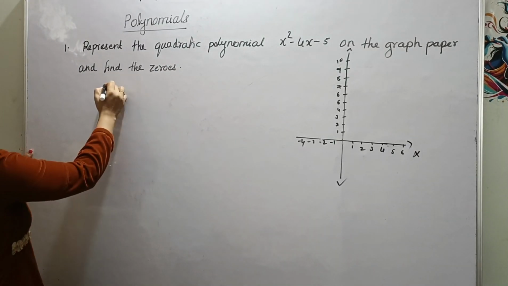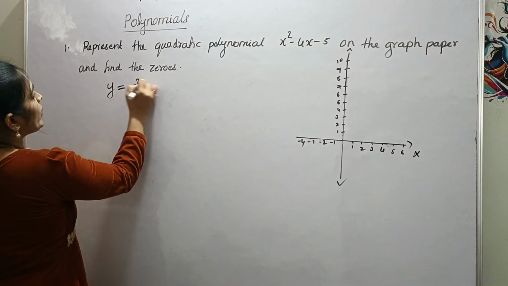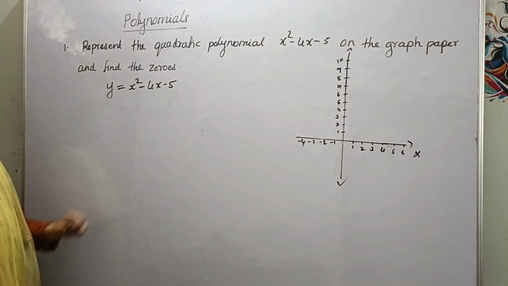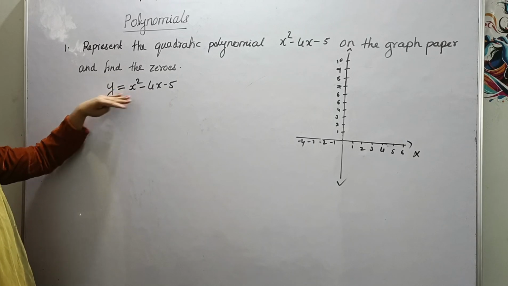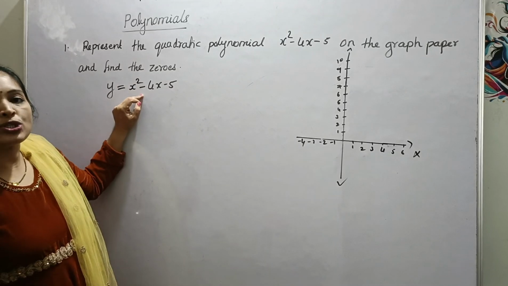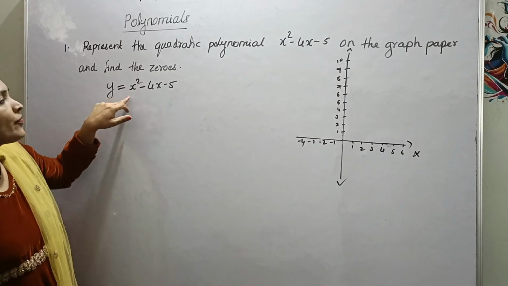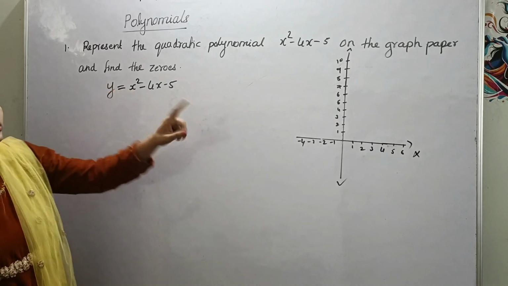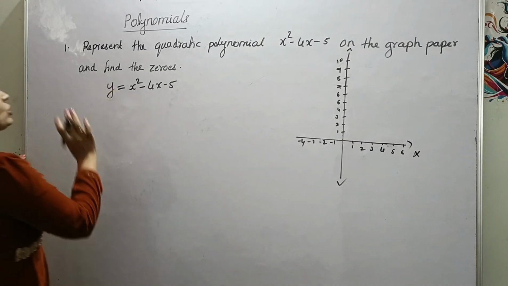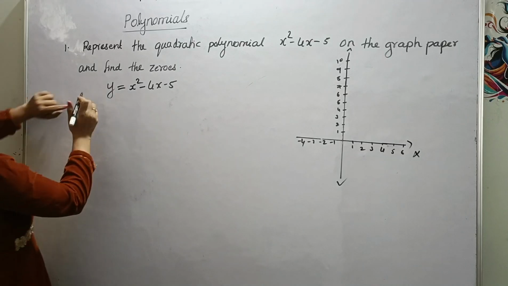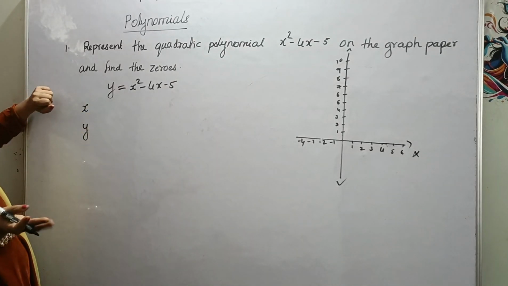So first of all, let's take y is equal to x square minus 4x minus 5. It is the given quadratic polynomial, the quadratic equation. Here we have to substitute different values of x to find the corresponding value of y, to plot the points on the graph. So let's take different values of x one by one. It's better to take small values.